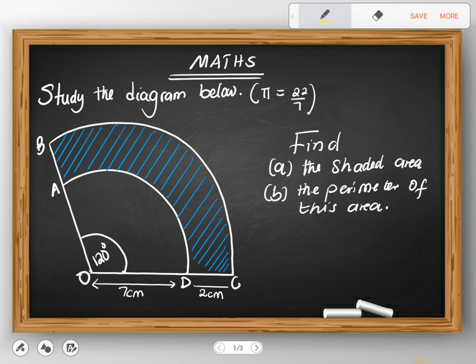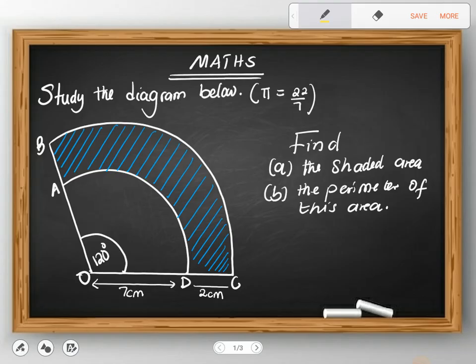Now, how do we find the shaded area? We need to find the area of this shaded region. What we are going to do is use this method: if we know the area of the smaller sector and the area of the bigger sector, then we can subtract them. Then what remains is the area of the shaded region.